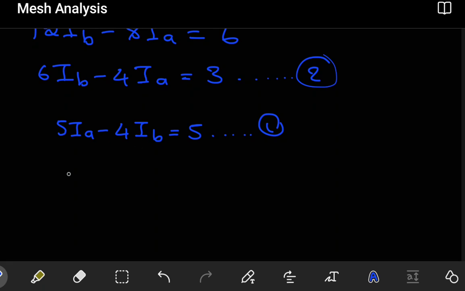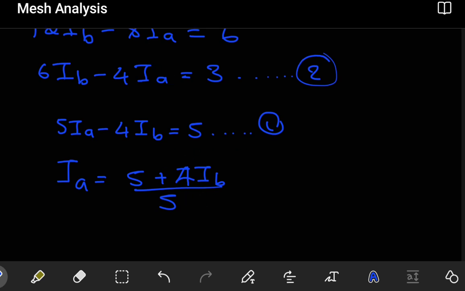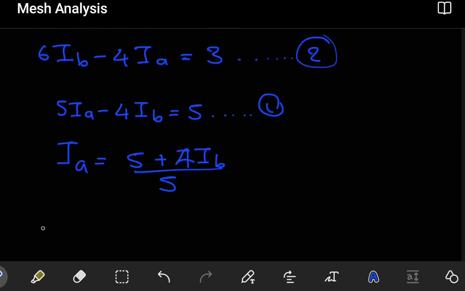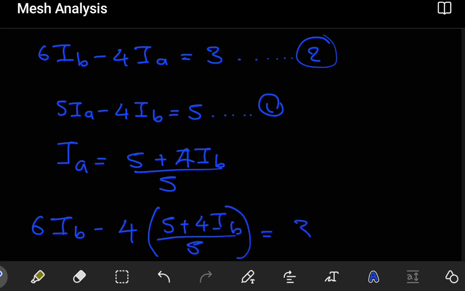So I can pick equation 1 and make IA the subject. I will have IA equals (5 + 4 IB) over 5 if I make IA the subject of the formula. Then, once I have made IA the subject from equation 1, I can substitute into equation 2. So I now have 6 IB minus 4 times (5 + 4 IB) over 5, and this has to equal 3.